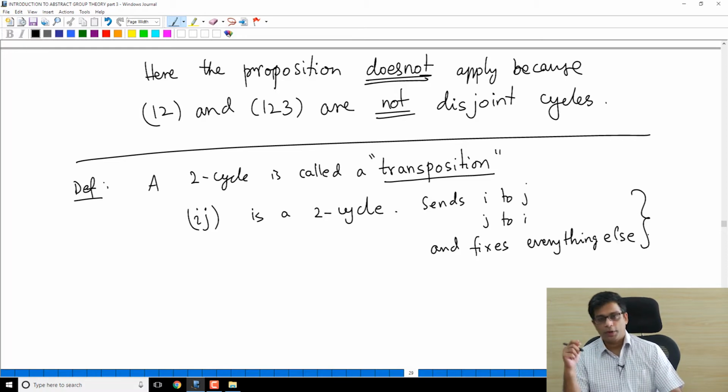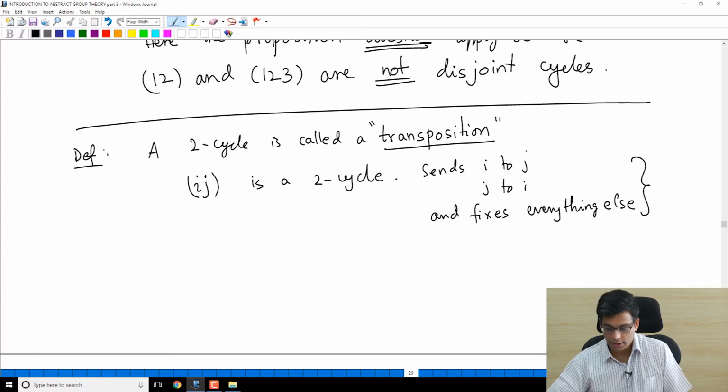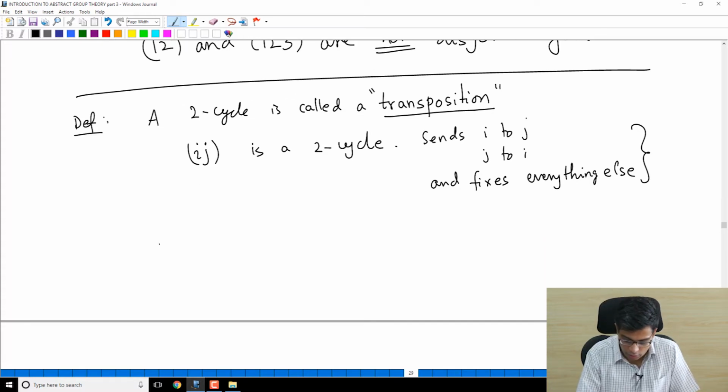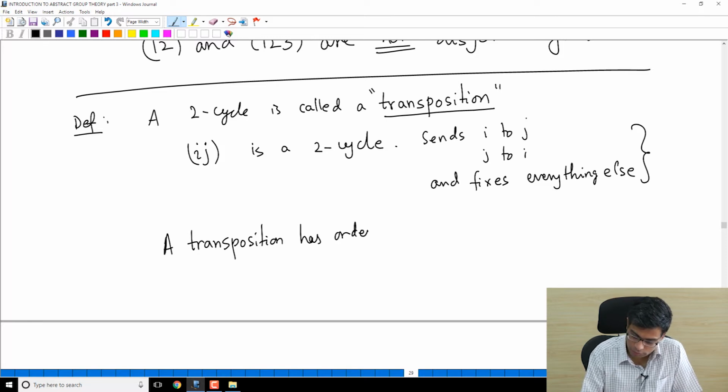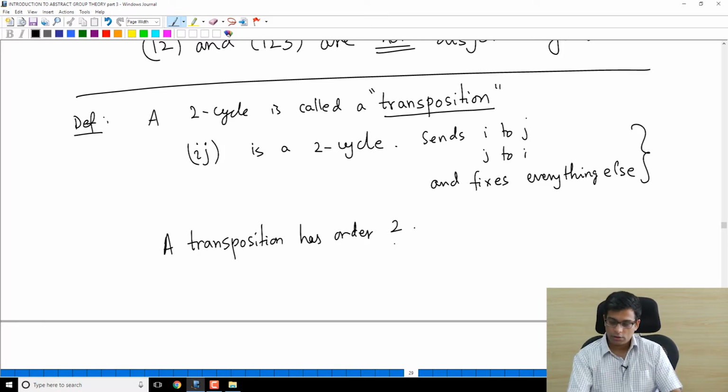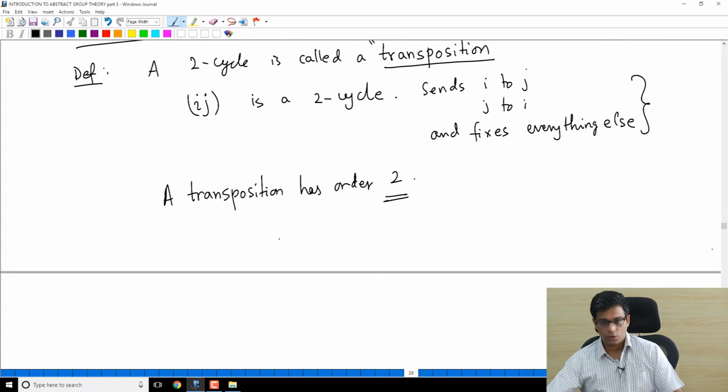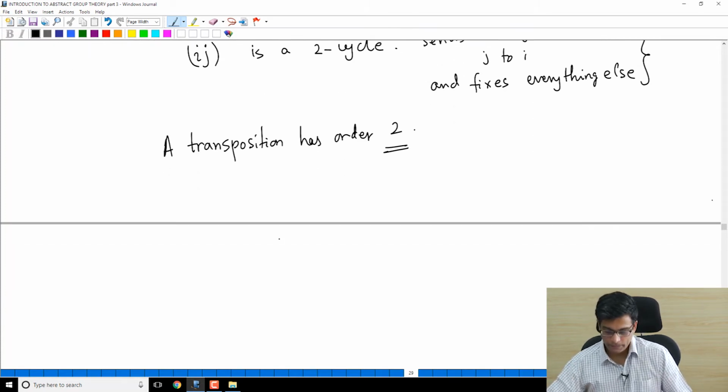Right? So permutations which are two cycles are easy. They just change i to j, j to i, fix everything else. They are called transpositions because they are just transposing i and j. So we are putting i in place of j, j in place of i. We transpose them and we don't disturb the other indices. So transpositions are easy to understand, and a transposition has order 2, because it's a two cycle. So two cycles have order 2. In general, k cycles have order k.